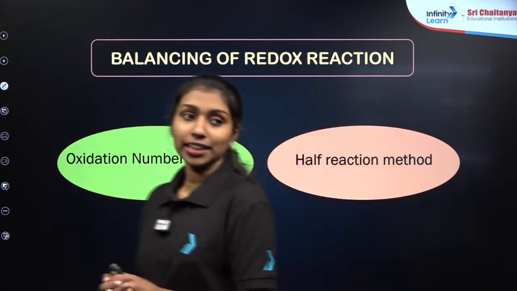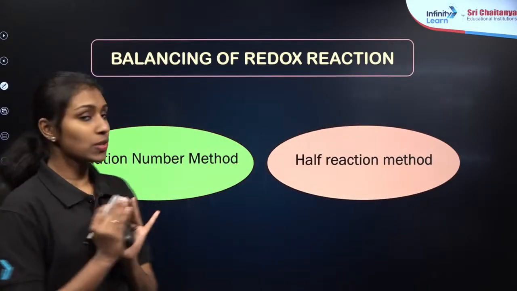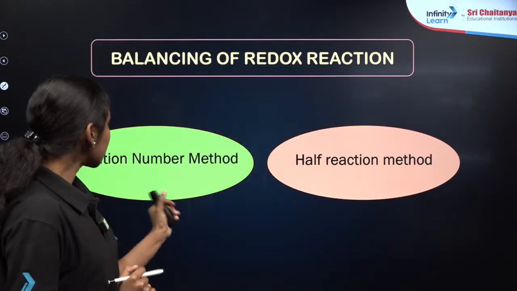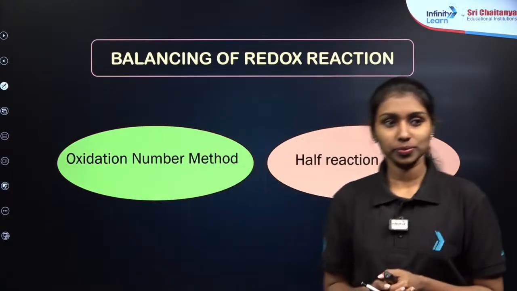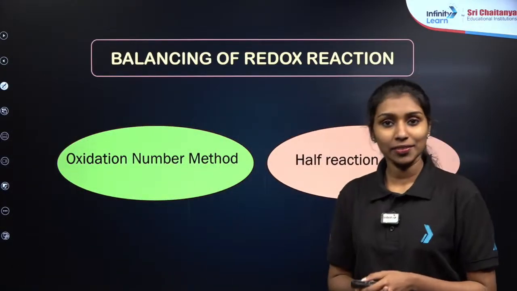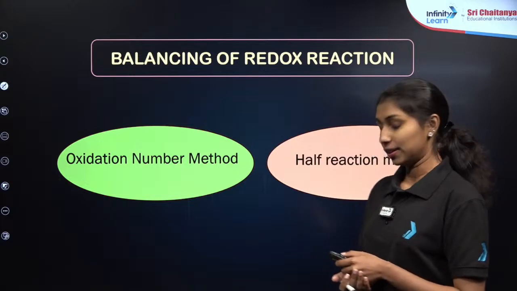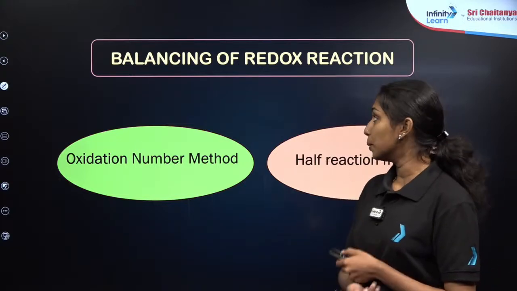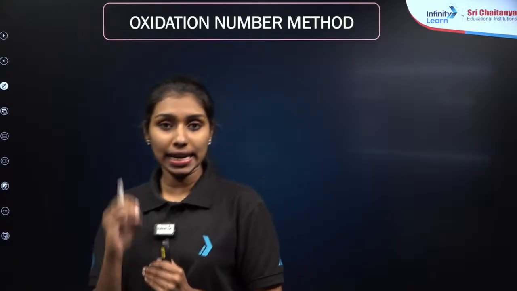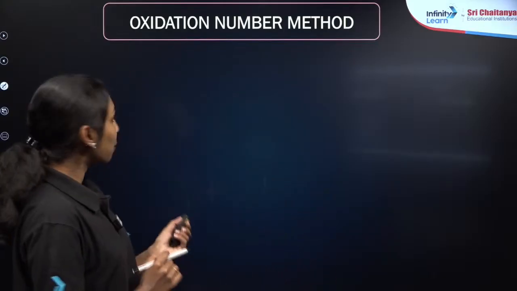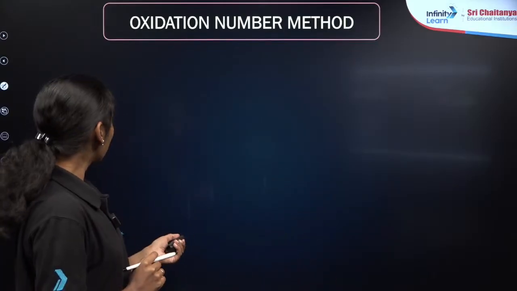Here you can see that there are two methods for balancing the redox reaction. The first one is the oxidation number method and the second one is the half reaction method. Let us start with the first method, that is the oxidation number method. What do you mean by the oxidation number method? There are several rules for balancing a redox reaction. We can see them one by one with an example.